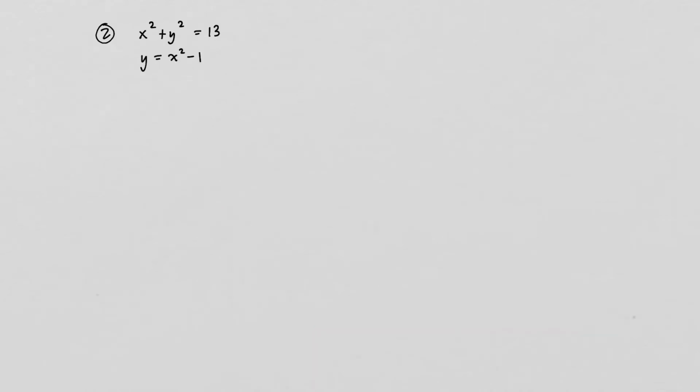All right, so for our second example, the first equation here, x squared plus y squared equals 13, is a circle of radius square root of 13. And the second equation, y equals x squared minus 1, is a parabola. All right, so I'm going to go ahead and use substitution once again. And this one's actually kind of nice because y equals x squared minus 1 is already solved for y.